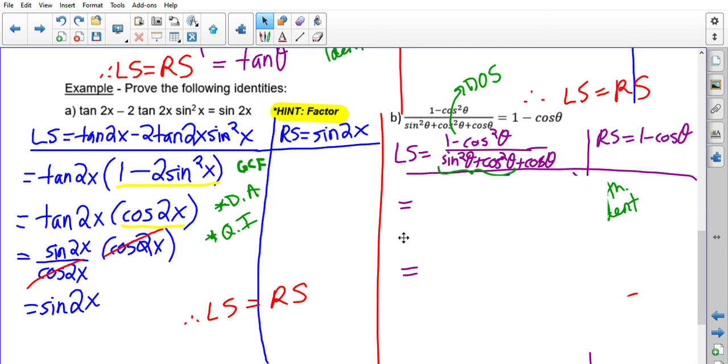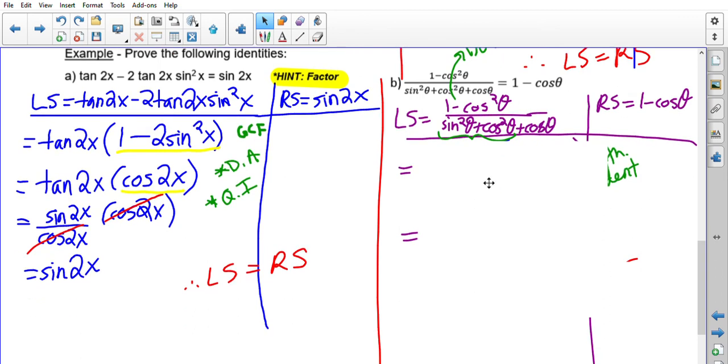factoring rules. So I want you to notice that the 1 minus cos squared theta, hopefully you're noticing that that looks like a difference of squares, right? So two terms, both perfect squares, and both different signs, one positive, one negative. So let's rewrite the numerator as a difference of squares, okay? So 1 plus cos theta times 1 minus cos theta.